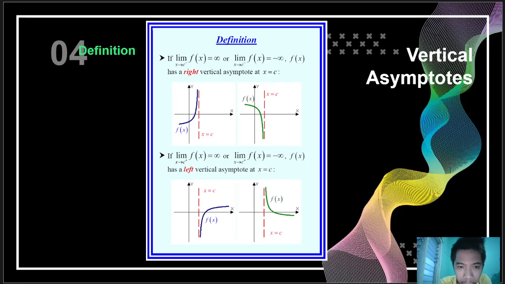Conversely, we also have that if the limit of f of x as x approaches c plus is equal to positive or negative infinity, then f of x has a left vertical asymptote at x is equal to c. So as you can see in the graph, the asymptote is on the left of the function, or the left of the graph of the equation.